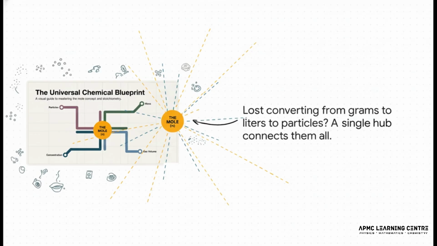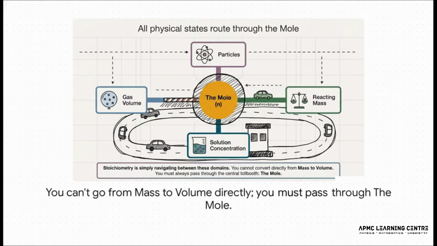And here's the really crucial part. There are no shortcuts. You can't just zip from one island to another. I want you to think of the mole as a central toll booth on a massive highway. You can't just drive directly from the city of, say, mass over to the city of gas volume. Nope. You have to pass through the mole toll booth first. You absolutely must. This is, without a doubt, the single most important rule in stoichiometry, which, by the way, is just the fancy term for figuring out how much stuff you're making or using in a reaction.